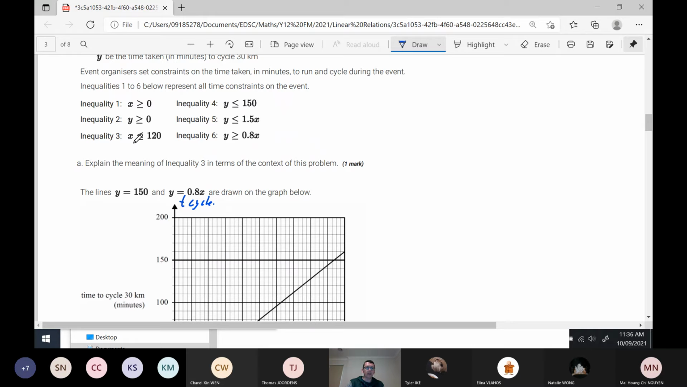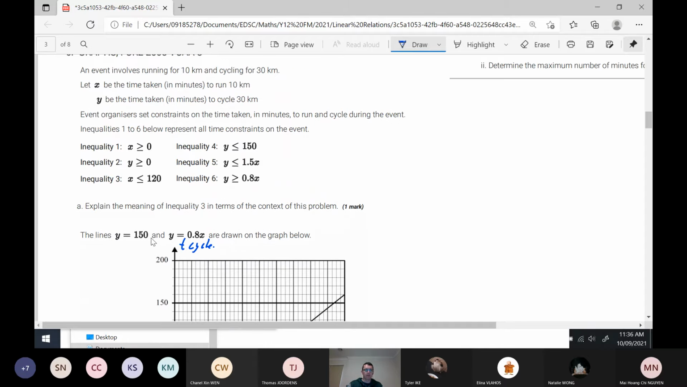We've got x here, so now we want to explain the meaning of inequality 3 in terms of the context of this problem. Again, when you need to interpret these, all we need to do is just look at what x is. X is the time to run.